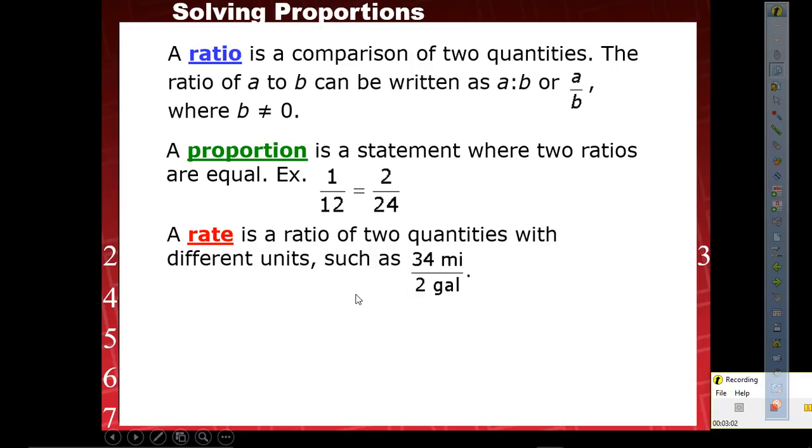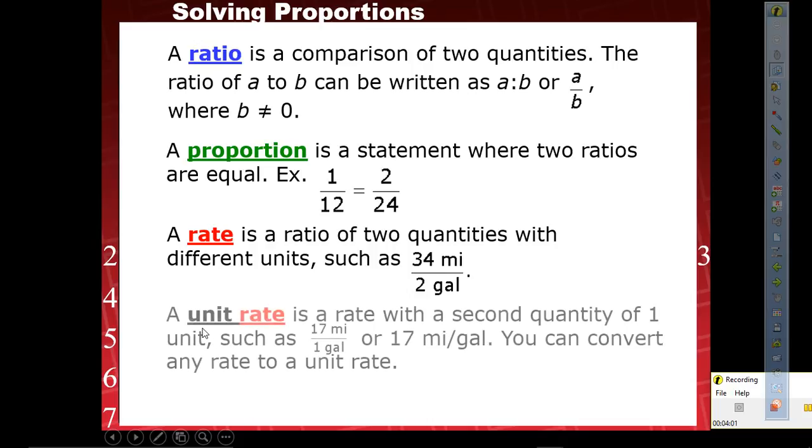Now, if I was to give you this rate and ask you to minimize this to lowest terms, what would it be? 17 miles per hour. That's what we call a unit rate, because we minimize one of them into a 1. That's why it's called a unit rate when you simplify something to lowest terms. You good? Okay.